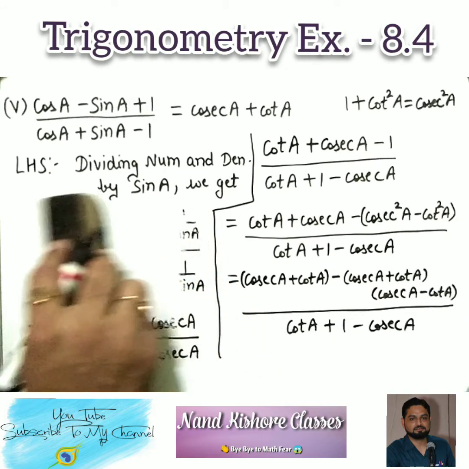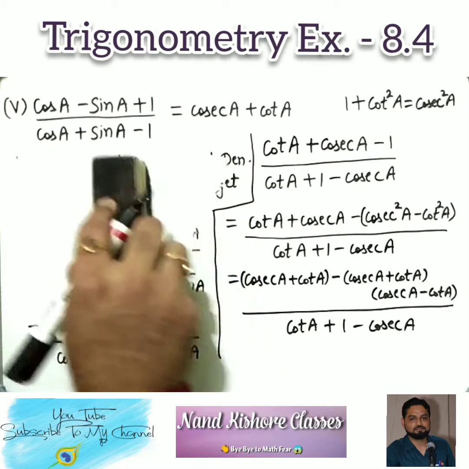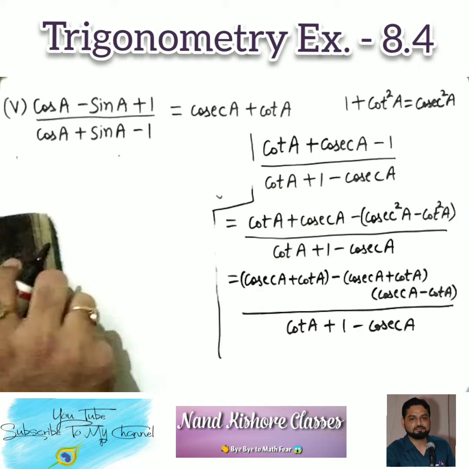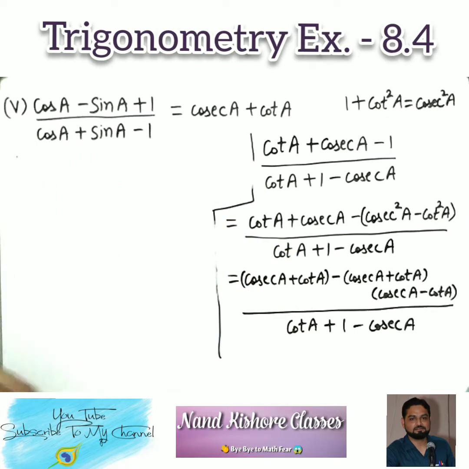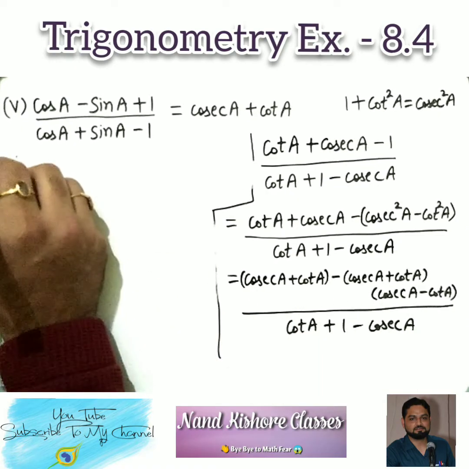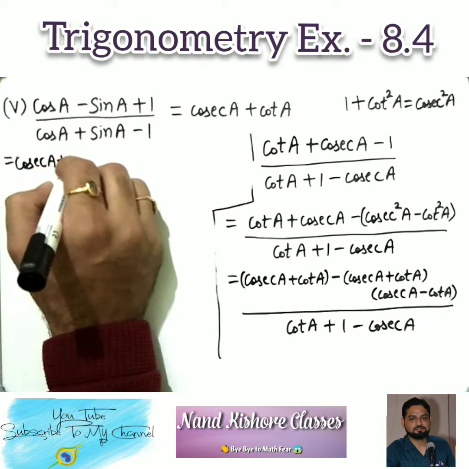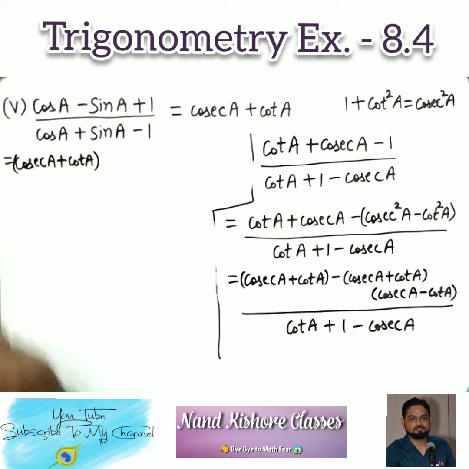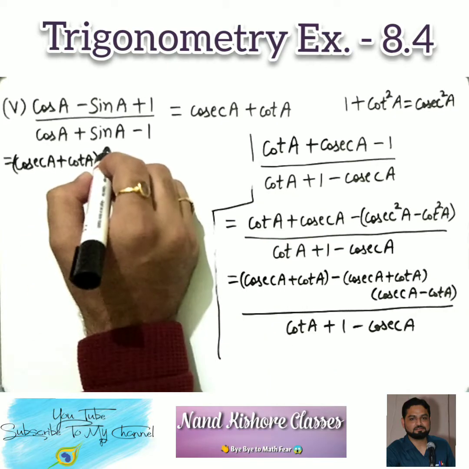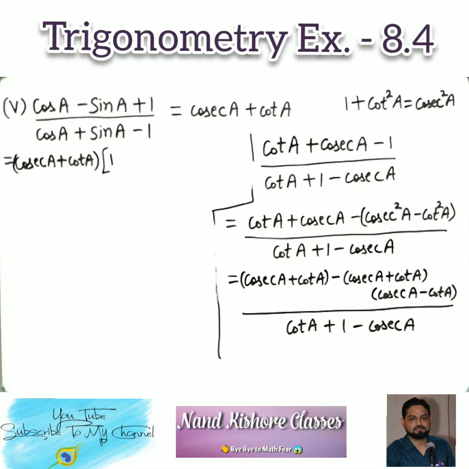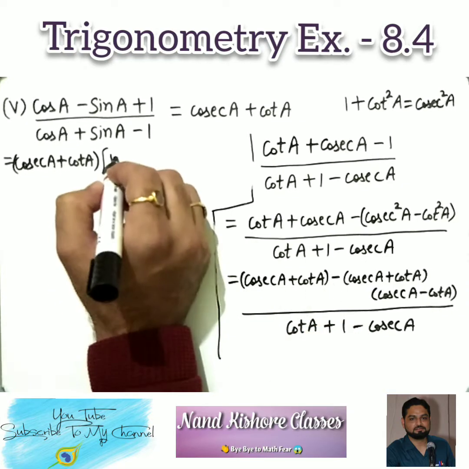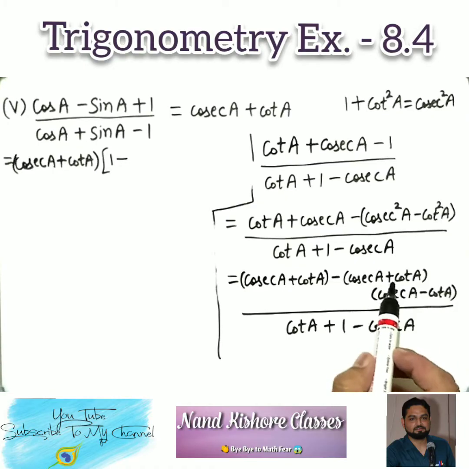I have to clean the board from this side. Let's have a look. What next step do we need to do? See, this is cosecant plus cot A, cosecant A plus cot A. It can be taken out common from both terms. Instead of all this, I can write only 1 because it is already taken out common. Then this minus sign, I'm writing as it is. This bracket is already out. Remaining is cosecant A minus cot A.